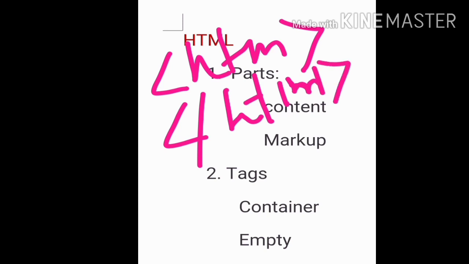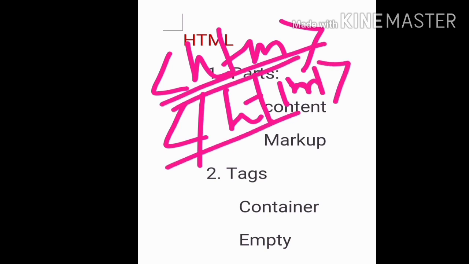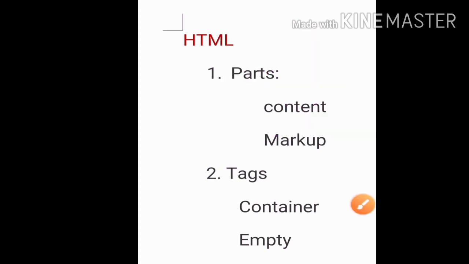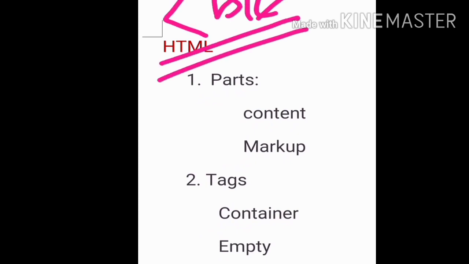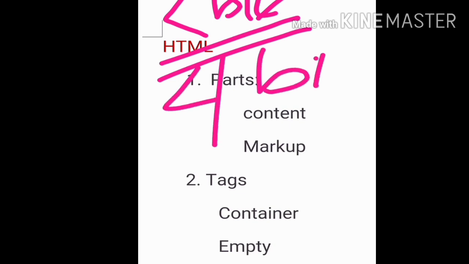So this is the HTML tag. You have the start tag and you have the end tag. So this is called a container tag. The tag which contains both the start tag and end tag is called a container tag. But an empty tag is a tag that has no need to end. For example, the BR tag means break line tag. When you start the BR tag, there is no need to end it by a slash sign.